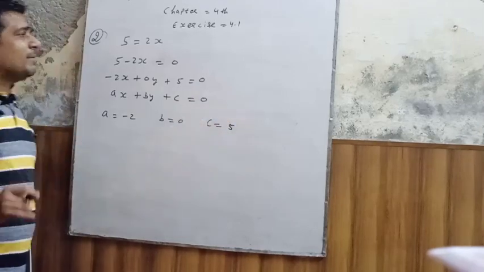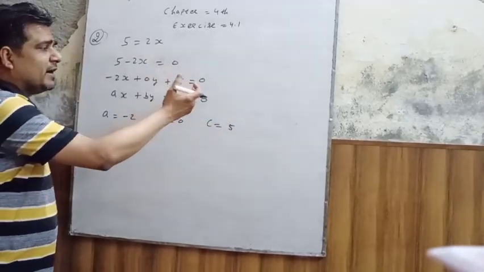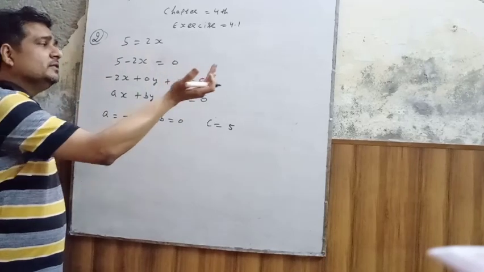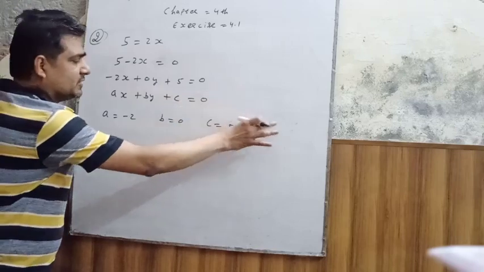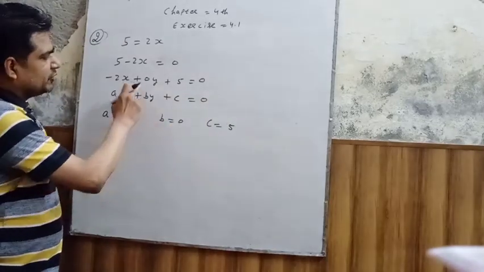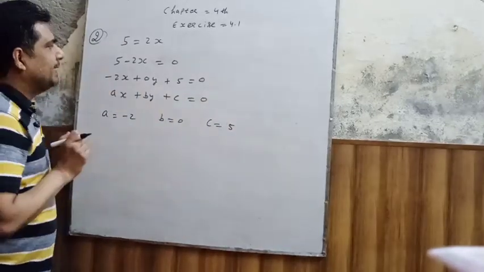If the statement is given after the equal sign, then we move it before the equal sign, then we write the answer. a equal to -2, b is equal to 0, c is equal to 5. That is our answer.